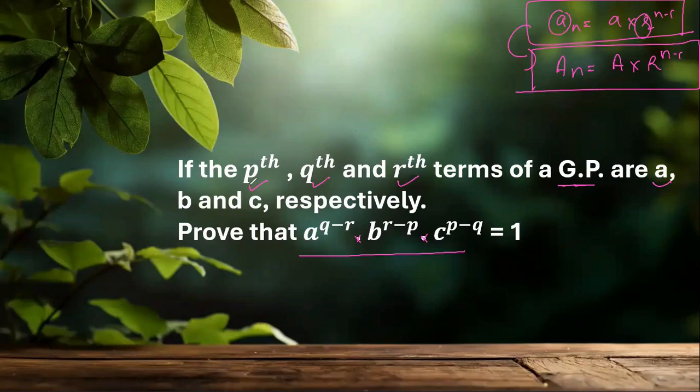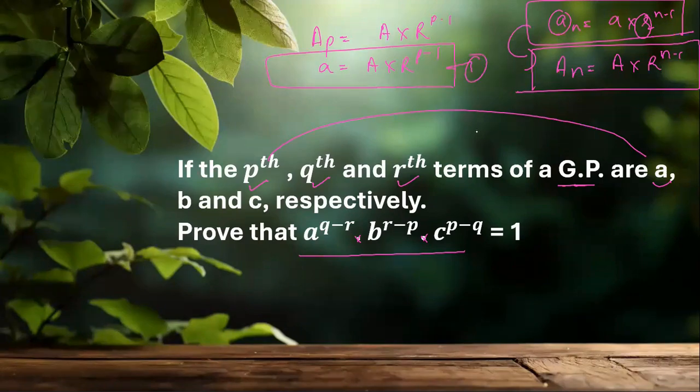Now, whenever they are talking about the pth term, p means n is p. So a of p is equal to a times r raised to the power p minus 1. What is the pth term given to you? It is equal to capital A. So a of p is equal to capital A, which is equal to small a into r to the power p minus 1. So this is the first equation that we need.